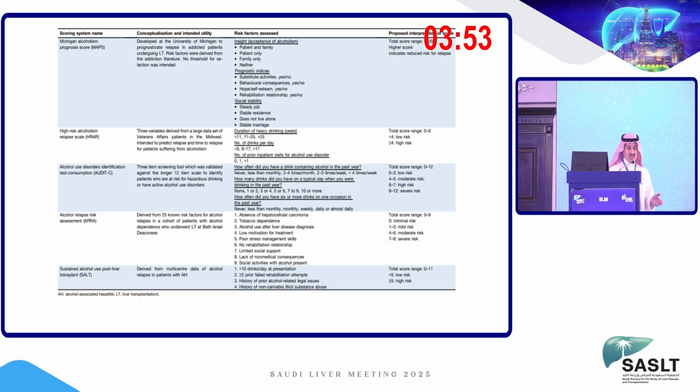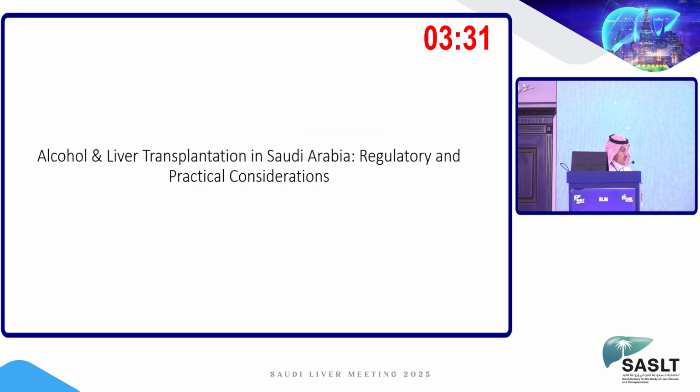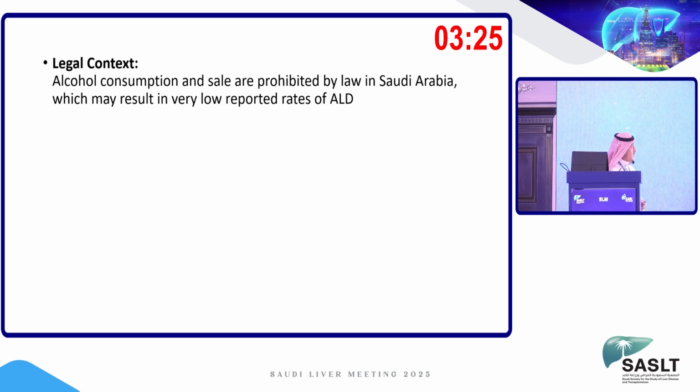A lot of scoring systems are published, but I believe all scoring systems focus on excellent psychosocial support, excellent family support, stable mental health, so no major comorbid psychiatric illnesses, and no legal consequences prior to transplantation. So what is the current practice? What are the regulatory systems here in our region, in Saudi Arabia in particular? Until today, alcohol consumption is still prohibited by law in Saudi, and this might have resulted in some patients hiding that they were drinking or underreporting their drinking. So we may have low reporting here.